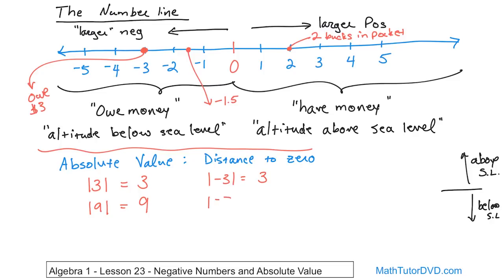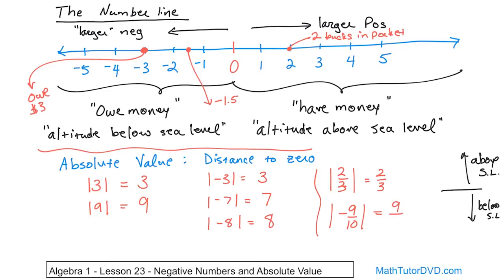How far away is -7 from 0? It's just going to be 7 units away. How far is the number 8 from 0? It's just going to be 8. Okay? And we can do the same thing with fractions. How far away is the fraction 2/3 from 0? It's just 2/3. That's 2/3 of a unit away. What about the fraction -9/10? It's a negative fraction. How far away is that from 0? It's just 9/10.